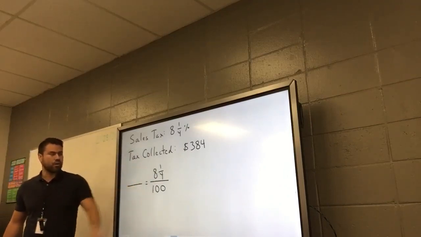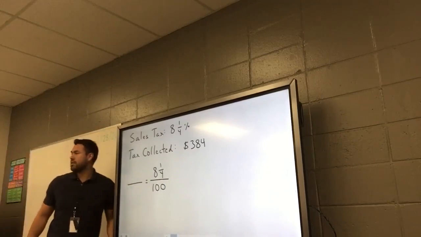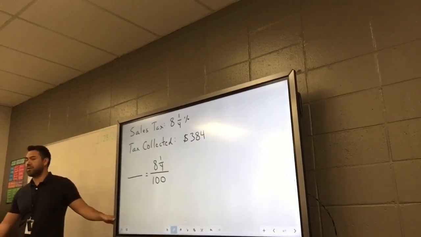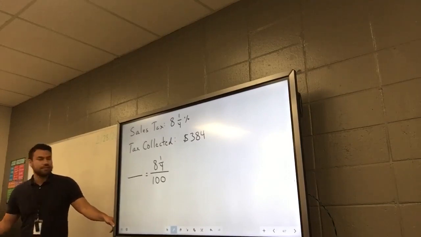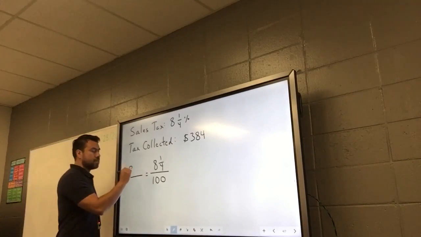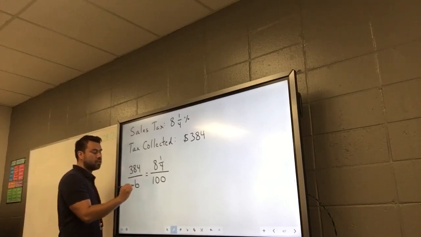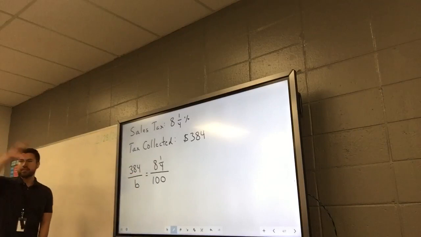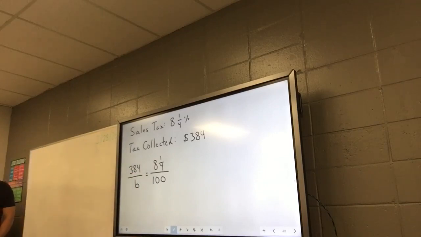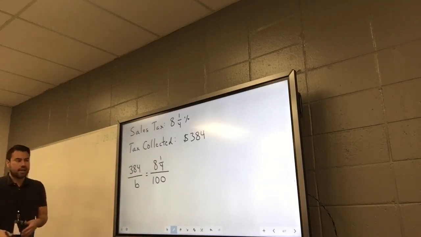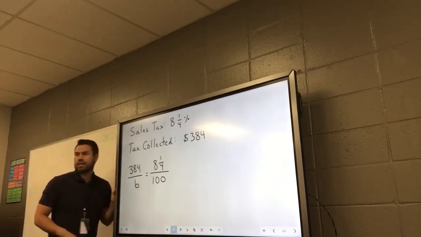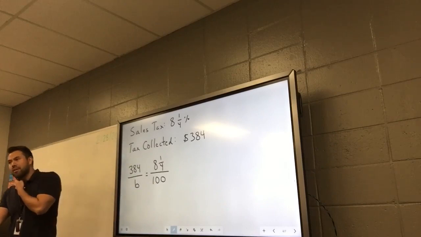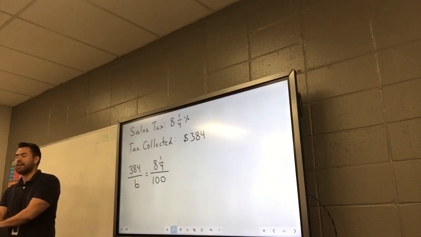8 1/4 over 100. And then where does that 384 go? Because that matters. And if you put it in the wrong spot, well, then you get a bad answer. Yep. 384 goes on the top because it's the part. So 384 is the part. I don't know the whole, because the whole is how much they sold that day. And the part is how much in taxes they collected that day. So go ahead and work that out. What do you do with 8 1/4 to help you out? Change it. You could do a decimal. I think most of you are going to do decimal. What's 8 1/4? Sorry. 8.25.